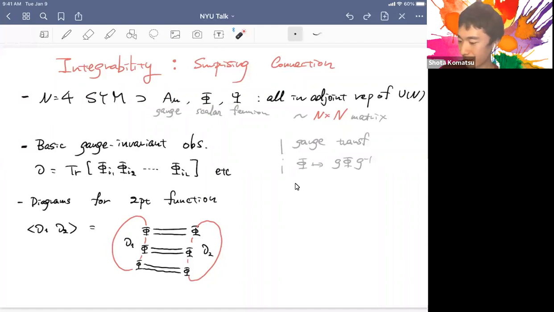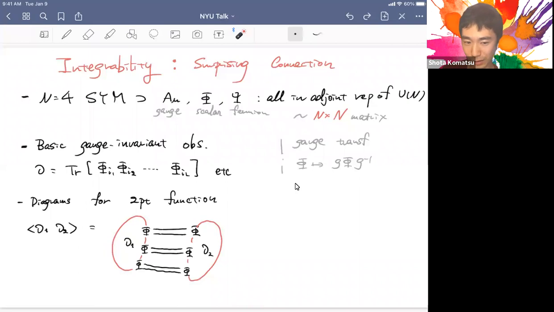And the point is that because of the supersymmetry, all the fields are related by the supersymmetry, which basically means that all the fields are in the adjoint representation of the U(N) gauge group. So therefore, you can view all of these fields as some kind of N times N matrices. And given these fields, one simple way to build a gauge invariant observable is to multiply those fields and take a trace. And because gauge transformation acts in this way, you can immediately see that this is invariant under gauge transformation.